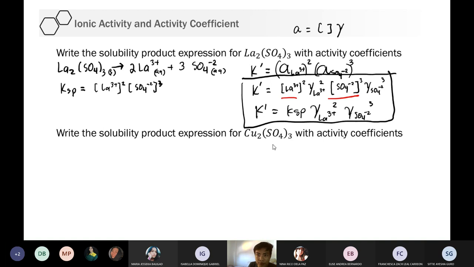Try it. I'll give you 5 minutes, then I'll come back and show the answer. First write the dissociation of copper 3 sulfate into ions. Show the dissociation into ions first. Then write the Ksp and then later on the K prime. What is the difference? The Ksp is the typical one. The K prime is the activity. This one is more complicated. So, I want you to work on this now. I'll give you 5 minutes, then I'll come back and give you the answers.